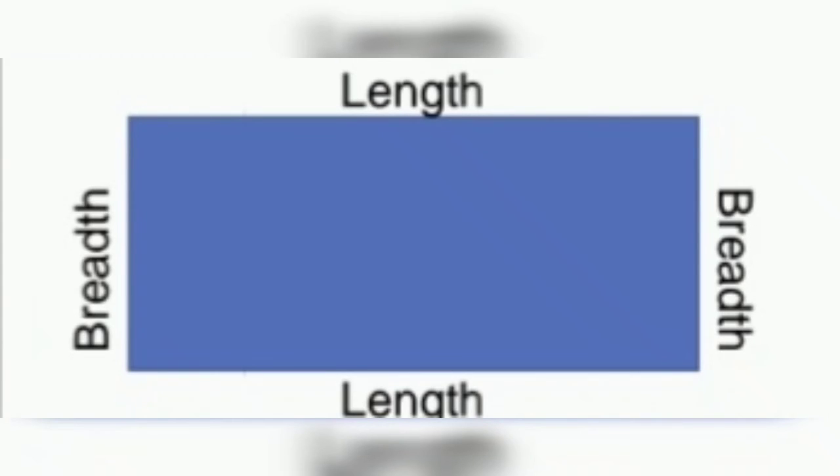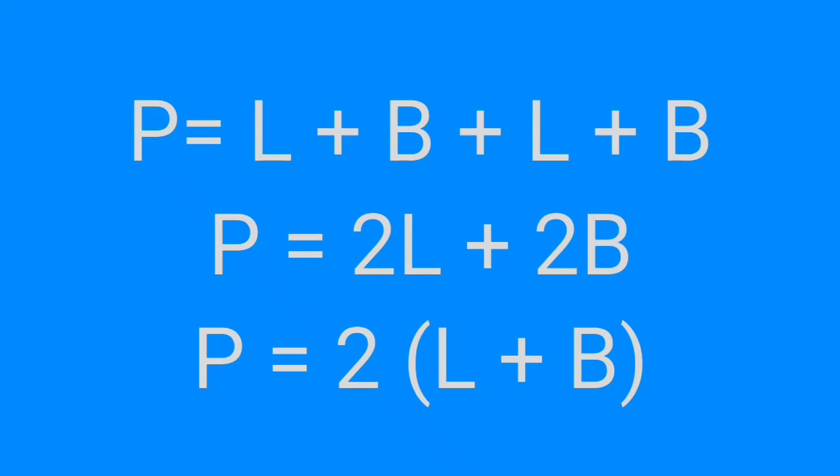Now, let's move to find the perimeter of a rectangle. You all know what is a rectangle? It is the figure with 4 sides whose opposite sides are equal. It has a length and a breadth. So, for finding the perimeter, we can write perimeter equals length plus breadth plus length plus breadth.